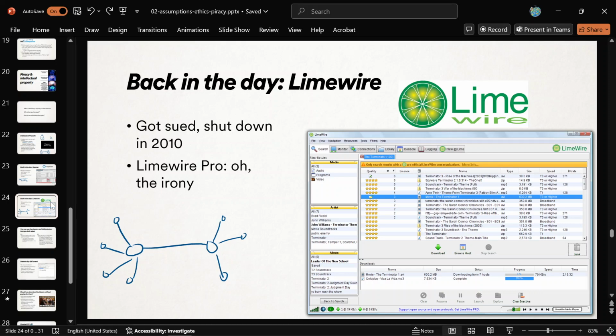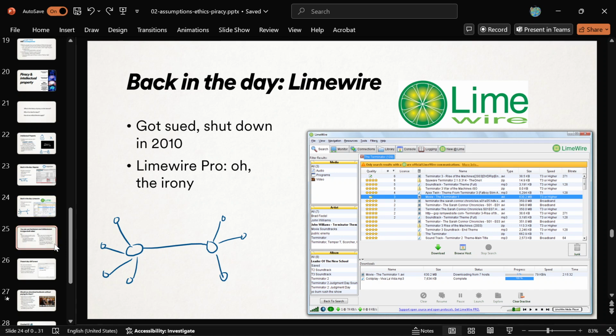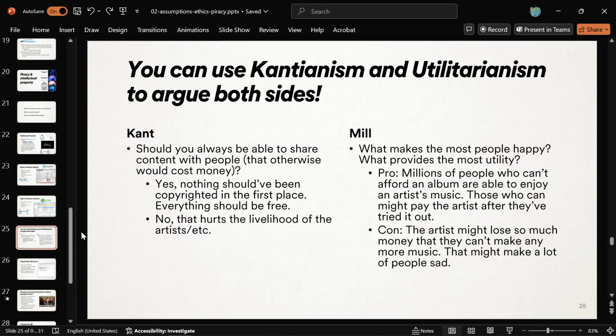What do I want to say? Yeah, before we get to present day, how are people sharing files these days and stealing stuff? I just want to tell you that, like I showed you with Pokemon, you can use these two ethical theories to argue both sides of the coin here. Something's good, something's bad.